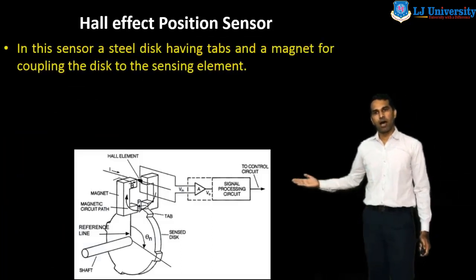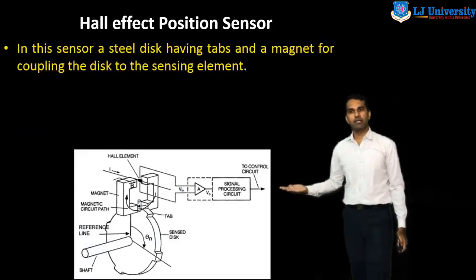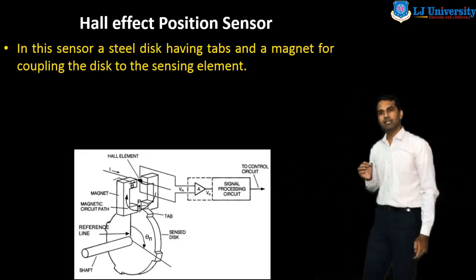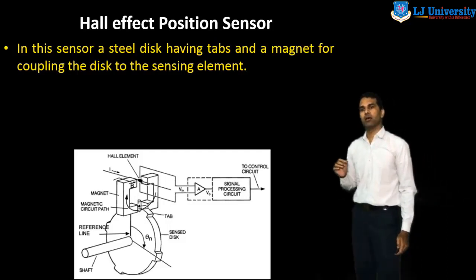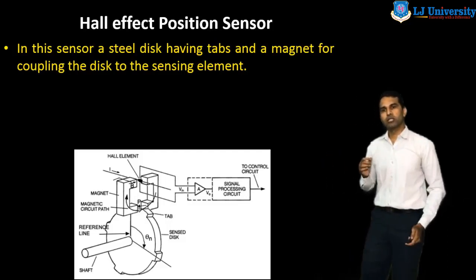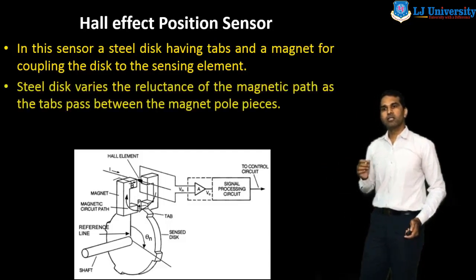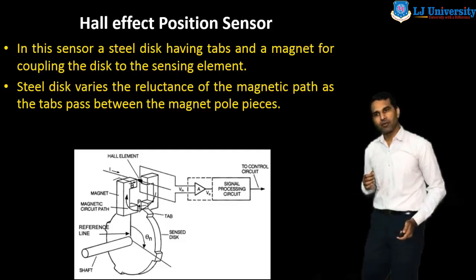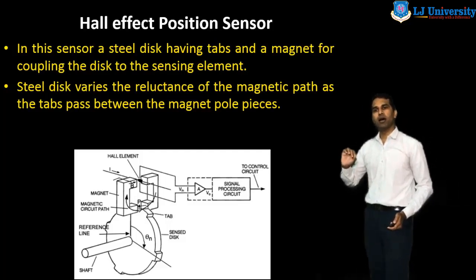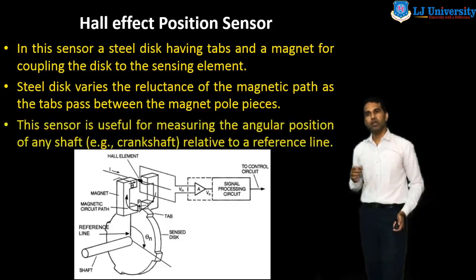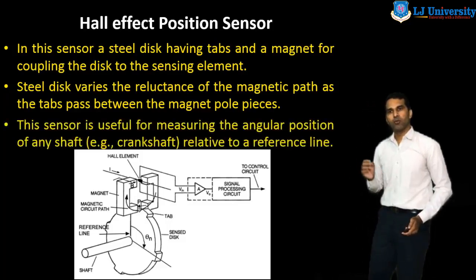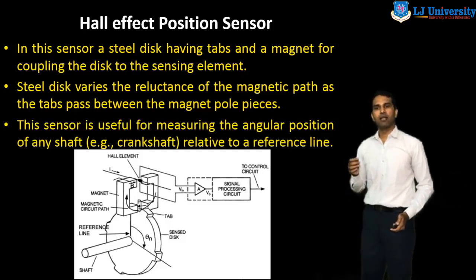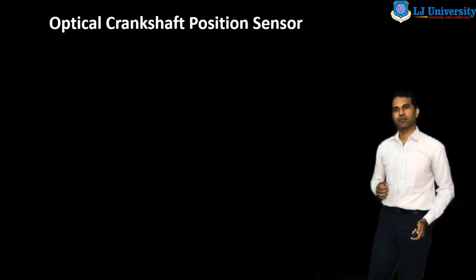Here we can see how it works in crankshaft position measurement. In this sensor, a steel disc having a tap and a magnet are coupled to the sensing element. This varies the reluctance of the magnetic path as the tap passes between the magnet poles. This sensor is useful for measuring the angular position of the shaft, that means the crankshaft, relative to the reference line.